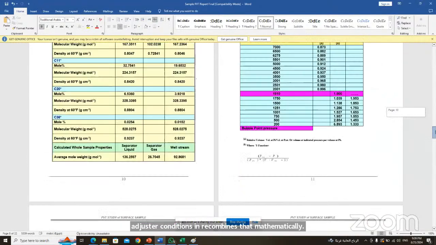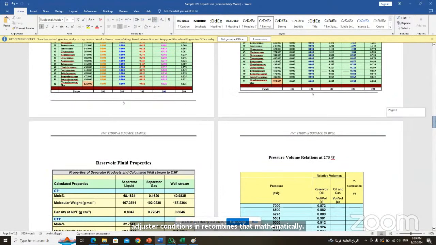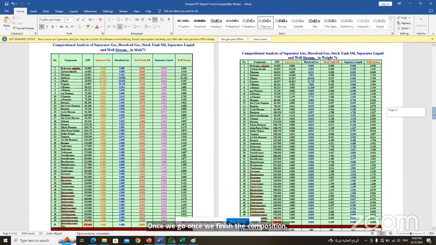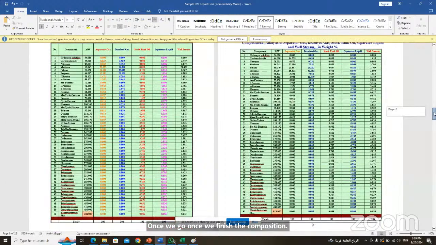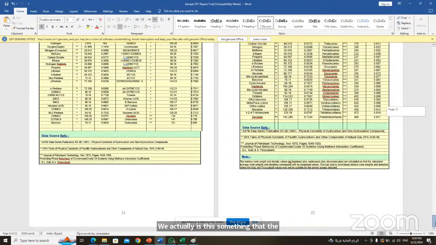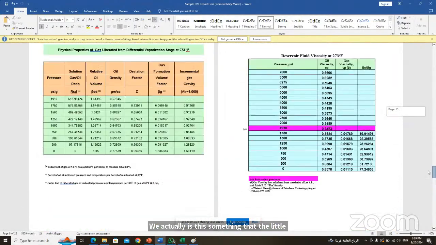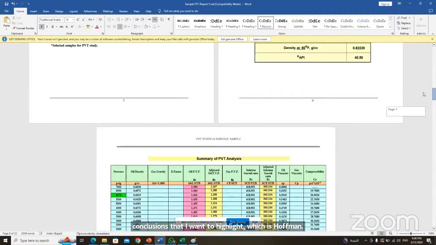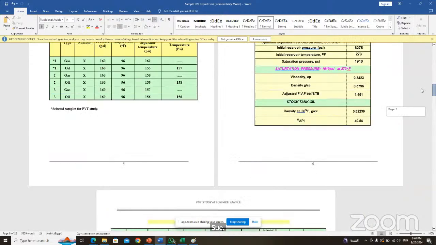Once we finish the composition, there is something related to compositions that I want to highlight, which is the Hoffman plot. Okay, I can get to that later.